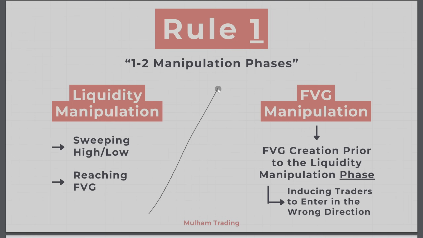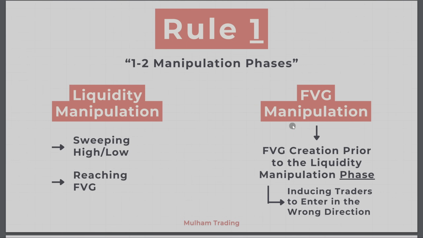So let's say we have a fair value gap like this. In this case, the high of the fair value gap is a liquidity level, and we might have some other liquidity levels inside. If you want more information about this, make sure to watch my theory on fair value gaps, the video that's going to be suggested to you right now. So sweeping high or low or reaching a fair value gap, that's the first thing, and this is the most important one. So this one is the first priority, then comes the other one, fair value gap manipulation.